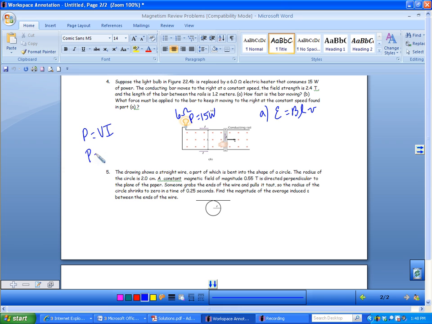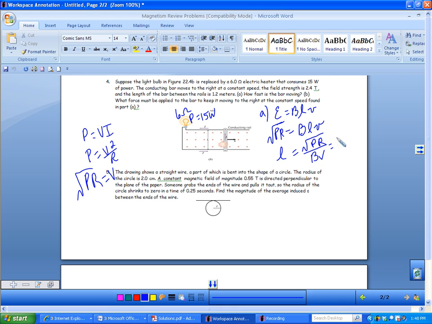And then I said, well, if you don't like that, I can say that power is equal to V squared over R. So power times R, square rooted, would give me the EMF, or the voltage. So the square root of PR is equal to BLV, or L is equal to the square root of PR over BV.